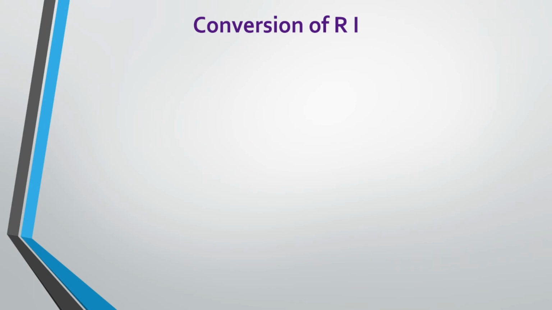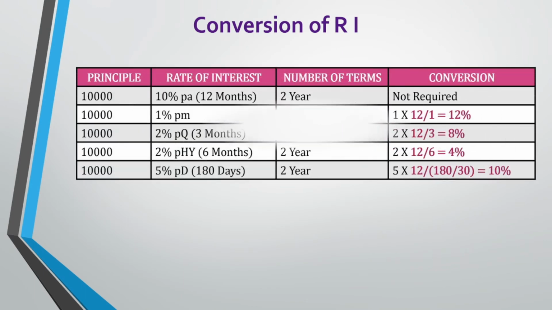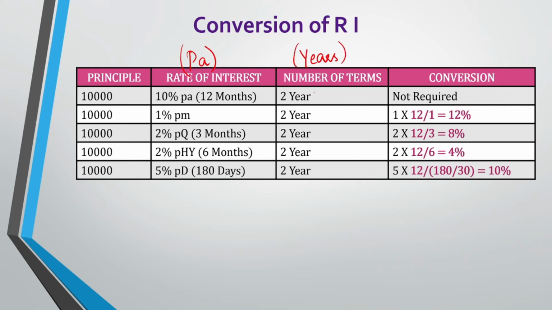Conversion of rate of interest. Now let's look into this table. We all know that the principal does not change and the number of terms should be in the years format. So when we look into this column, you could clearly see that the number of terms are already in the years format. So now we're only going to learn the conversion of rate of interest. When we look into our first row, it is given as 10% per annum. So as it is already in the per annum format, no conversion is required.